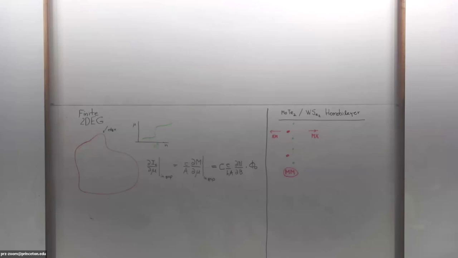So this lecture is about twisted homobilayers of molybdenum ditelluride. I'm going to try and give you an answer that you can hold in your hands and walk away with for why this is the only material now known to exhibit the fractional quantum anomalous Hall effect, the fractional Hall effect without a magnetic field.